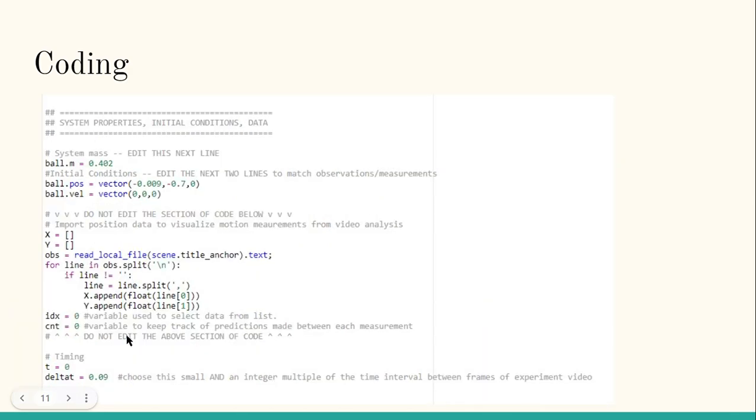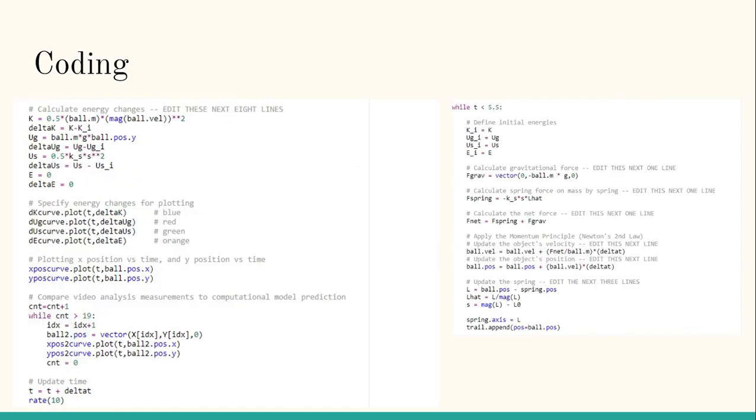And then we are going to talk about the system properties, initial conditions, and data. In this case, our ball is 0.402 kilograms, and then I plug in the ball's position according to the Tracker. In the end, we calculate the energy changes again, and at last we apply the momentum principle, which is Newton's second law, to find the final result.